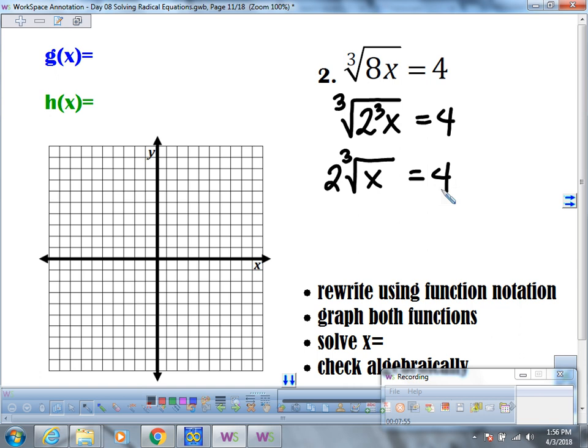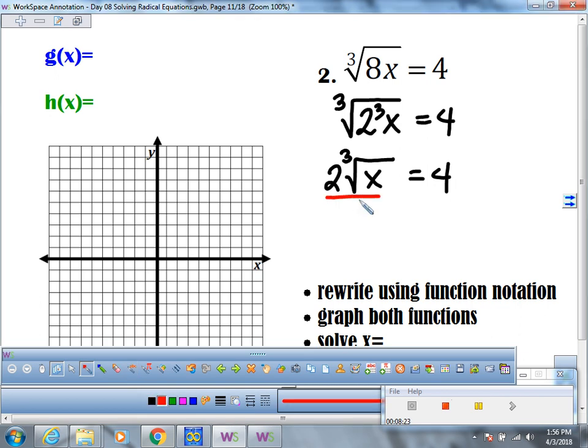Yeah, why not divide both sides by 2 first? So I'm going to divide both sides by 2, and I get, let's do this. Now I have the cubed root function of x equals 2. That's easier to graph. It's possible to graph it from here. You can even graph it from here if you want to with a table of values. But why not do it when it's as simple as possible?